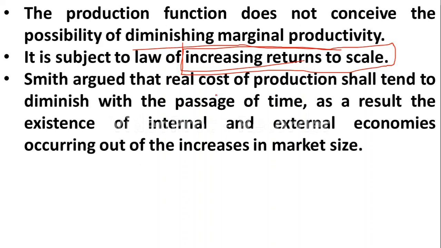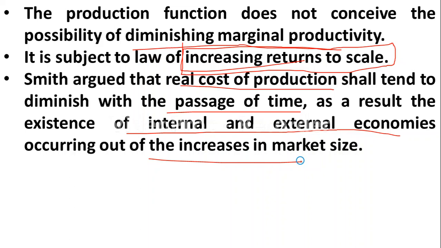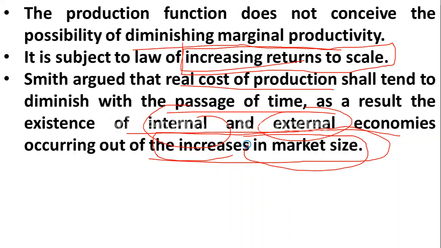Smith argued that the real cost of production tends to diminish with the passage of time, as a result of internal and external economies arising out of the increase in market size. So as time passes, we are going to see increasing returns to scale. We are going to produce more and more, and this will lead to an increase in the market size. So automatically the country is moving towards prosperity.